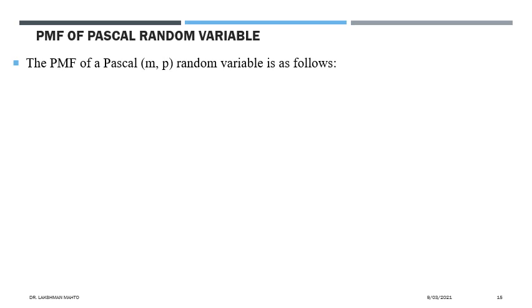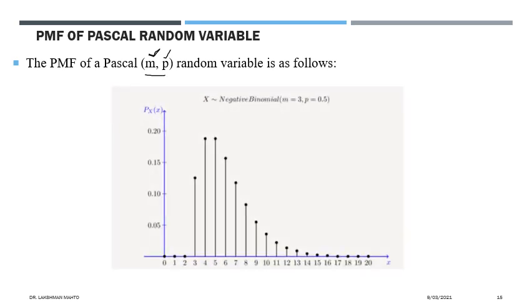If you ask about the plot of the probability mass function for Pascal random variable, then again you need two parameters. One is how many successes you want, that m. So m number of successes you want. And what is the other parameter? Probability of success in each trial. So these two are forming the parameters of the Pascal random variable. And the plot is like this way. Also, you can say that if you take m equal to 1, it would be the geometric random variable.